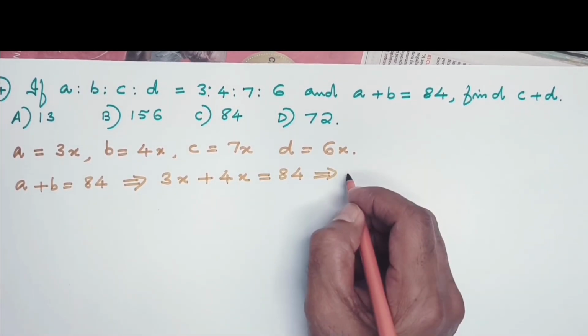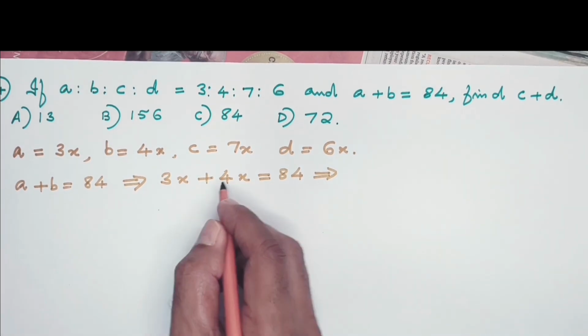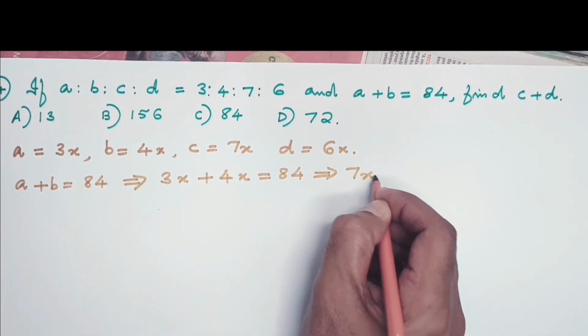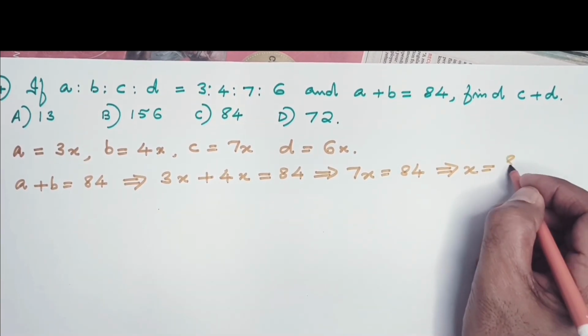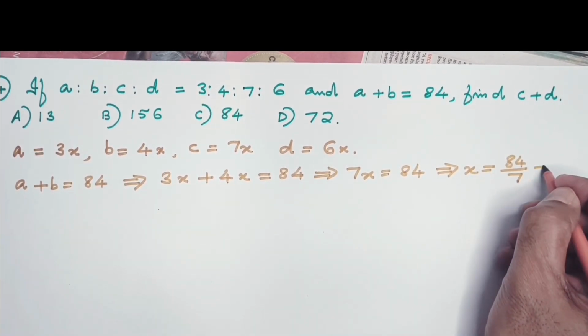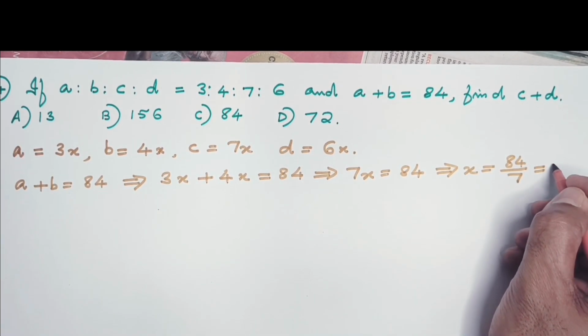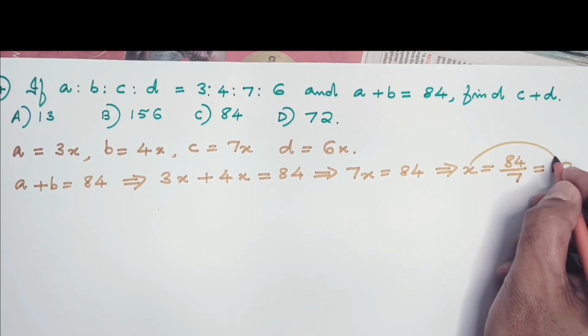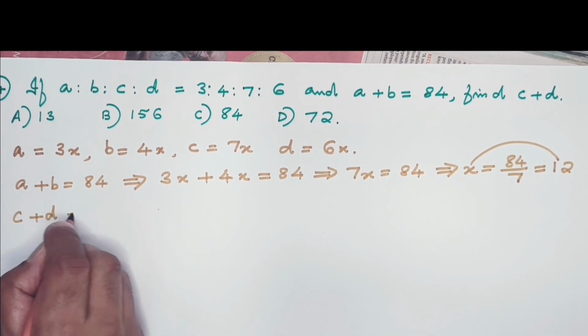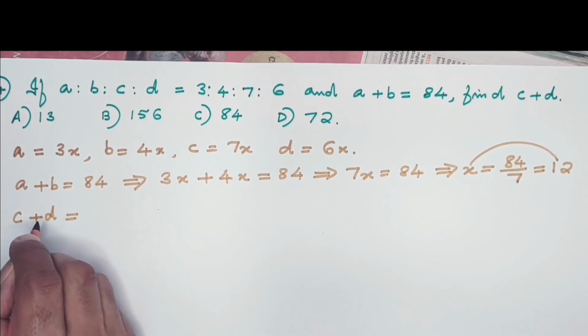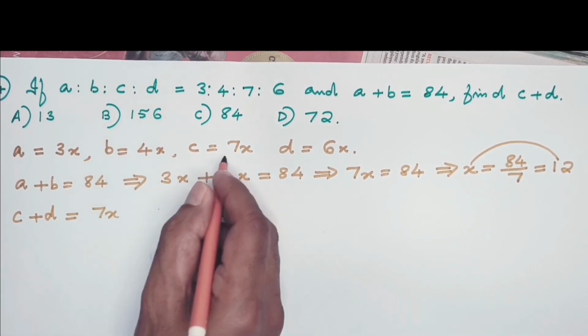You're getting a simple equation in x. 3x plus 4x is 7x. x equals, taking 7 to the right side, here it is multiplication, on the right it's division, and on simplification, 12. So x is found to be 12. Now this is what is required to be found out: C plus D. C is 7x.